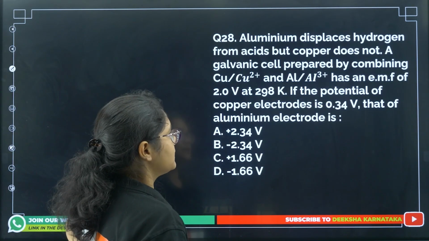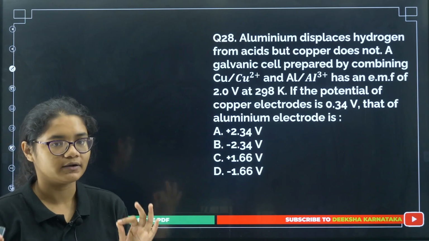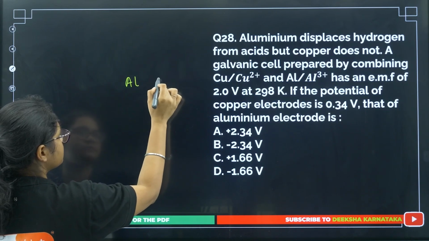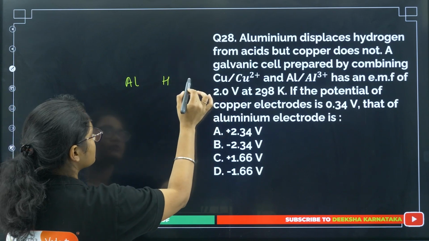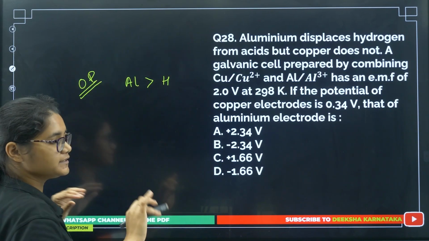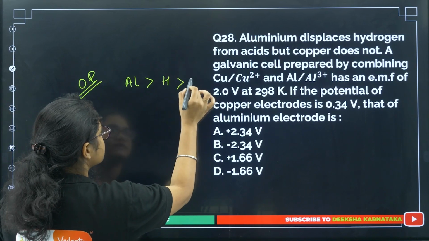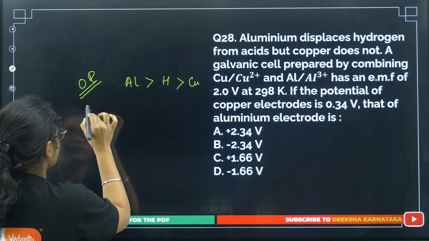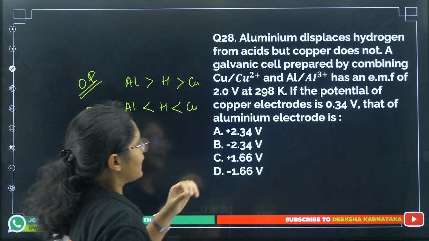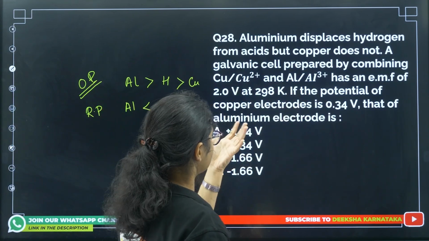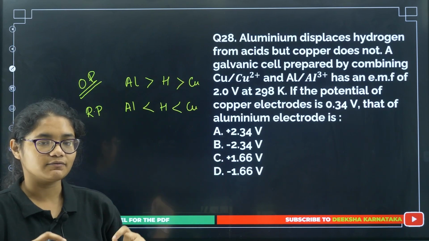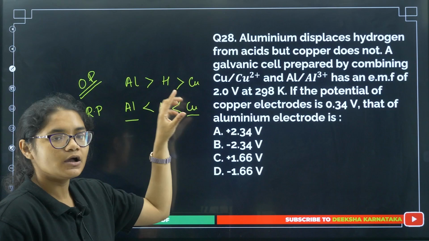Aluminium displaces hydrogen from acids but copper does not. Okay, aluminium can displace hydrogen but copper does not. See, aluminium can displace hydrogen, means aluminium oxidation potential is more than hydrogen. Now copper cannot, that means copper oxidation potential is less than hydrogen. Okay, now if I talk about the reduction potentials, the order will change. So aluminium, hydrogen and then copper, right? Now if you see, they are telling that combining copper and aluminium has an EMF of 2 volt. If the potential of copper is this much, what is the potential of aluminium? Now you see, in a cell, there has to be a cathode and there has to be anode. So cathode is the one which has the more reduction potential. So if you compare aluminium and copper, copper has more reduction potential.